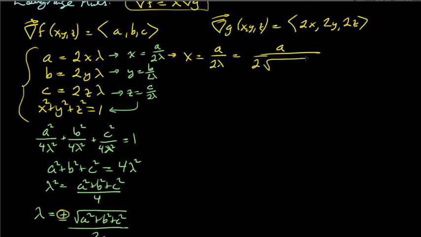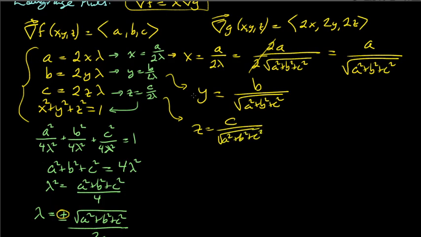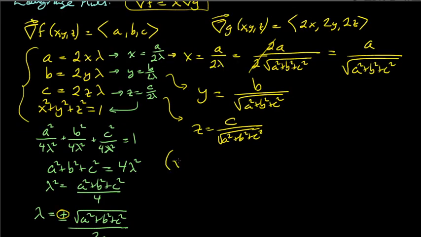So this is going to be the square root of a squared plus b squared plus c squared divided by 2. So the 2 goes on top, and the 2's cancel. So x is just a over the square root of a squared plus b squared plus c squared. And by symmetry, I think we can safely say that y will be b divided by the square root of a squared plus b squared plus c squared, and then z will be c over the square root of a squared plus b squared plus c squared. If you don't believe me, work it out, but I think that's our x, y, and z.